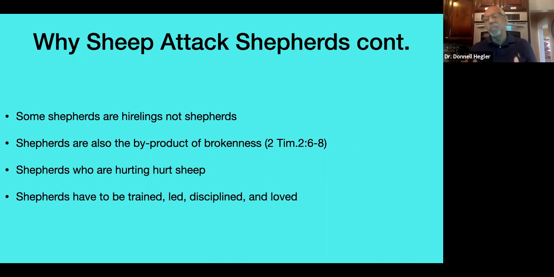So here's also what I'm saying. Because we have all of these scenarios where sheep are hurt, sometimes shepherds are hurt, shepherds hurt sheep, and sheep hurt shepherds, we have to make sure that when we have a shepherd going into a congregation, they are well-trained, spirit-led, and self-disciplined, and they have a love for God, a love for the Word of God, and a love for the people of God.